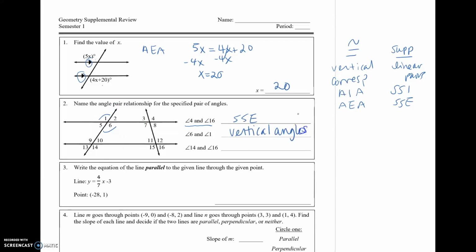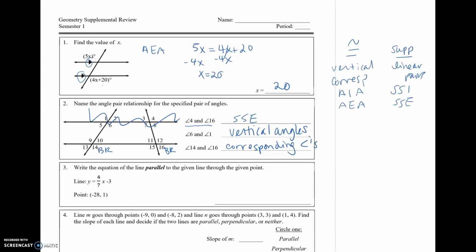All right, and then lastly, 14 and 16. If I look at this intersection where 14 and 16 is, and disregard the rest, we can rule out same side interior or exterior because 14 is on the interior of the 2 lines and 16 is on the exterior. But 14 is in the bottom right of its intersection, and 16 is in the bottom right. And when that happens, those are corresponding angles.